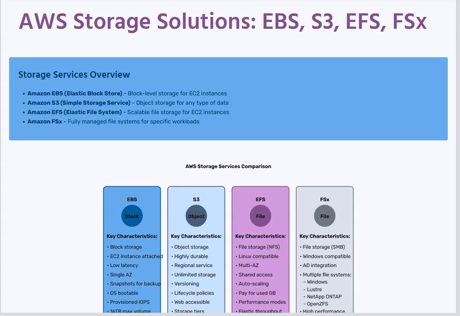All right, let's have a look. Storage services overview. Amazon EBS, Elastic Block Store: block level storage for EC2 instances. Amazon S3, Simple Storage Service: object storage for any type of data. Amazon EFS, Elastic File System: scalable file storage for EC2 instances, mainly for Linux. And Amazon FSx: a fully managed file system for specific workloads, mainly for Windows.